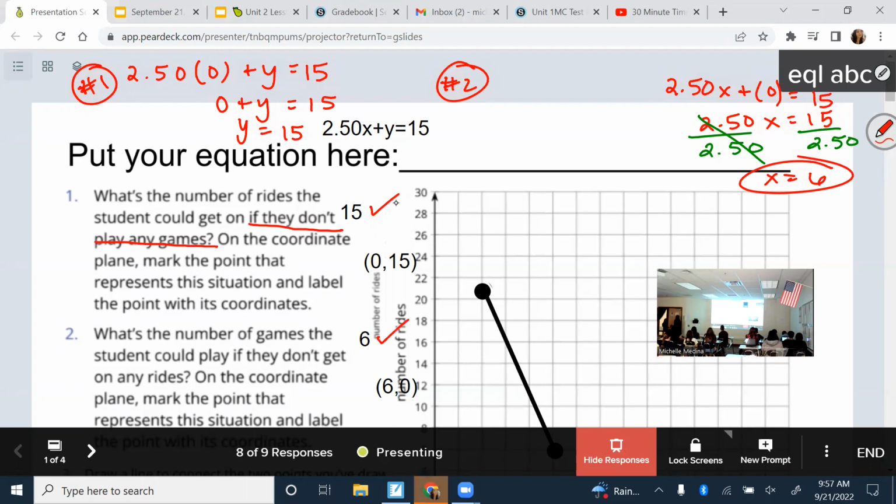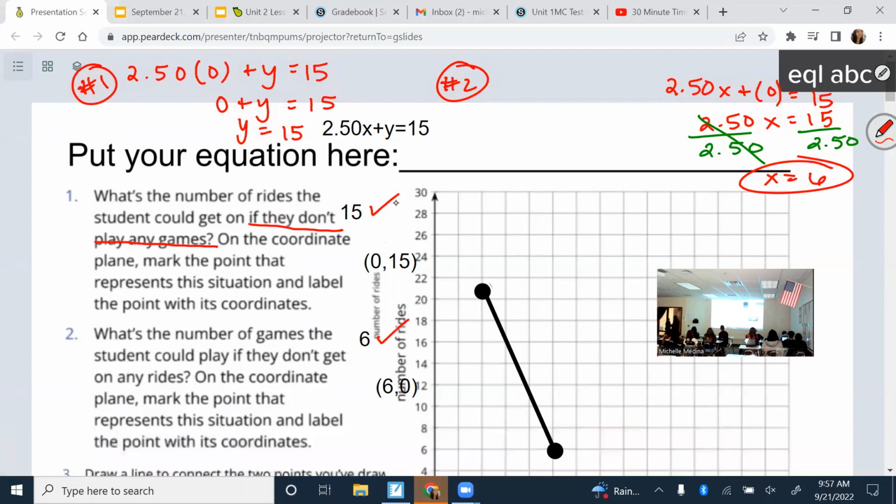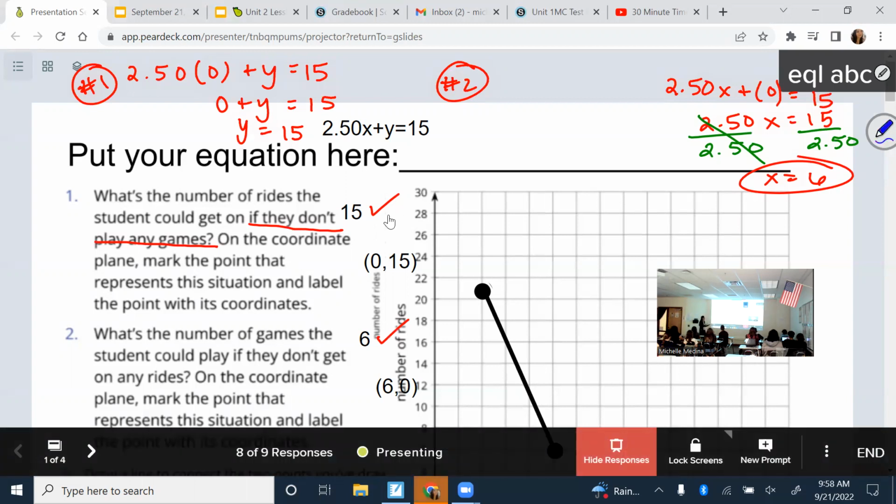Now for the coordinates, if you remember, how do we label coordinates? Like what goes first? It goes in the order of x, y. So in the first one was the x 0? Yes. Was the y 15? So then this is also the correct coordinate. For the second one, was the x 6? Was the y 0? So then that is the correct coordinate. So if you had equation 2, fix it. If you got it wrong, then these are the correct answers.